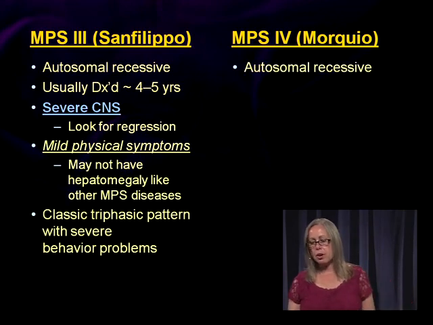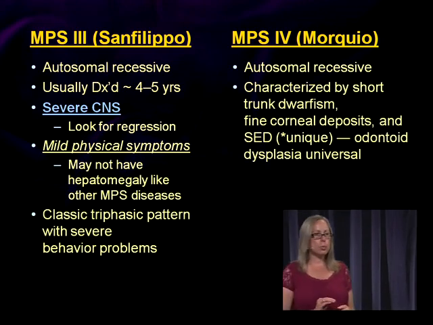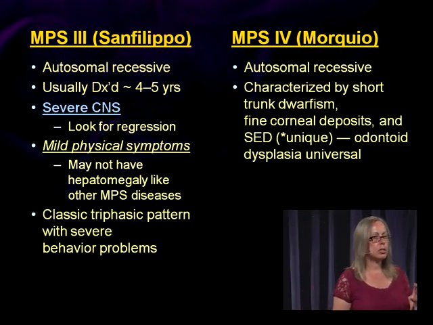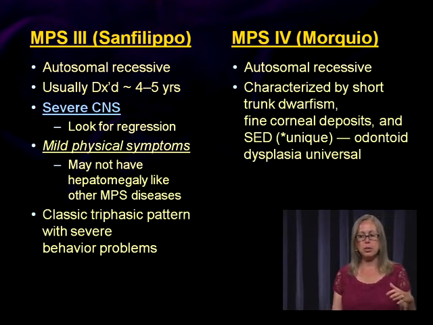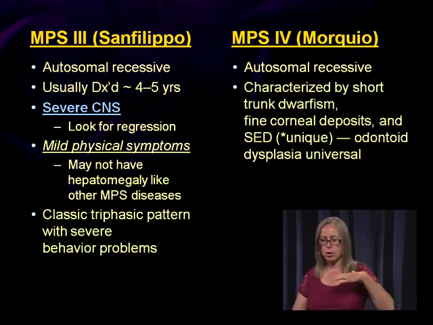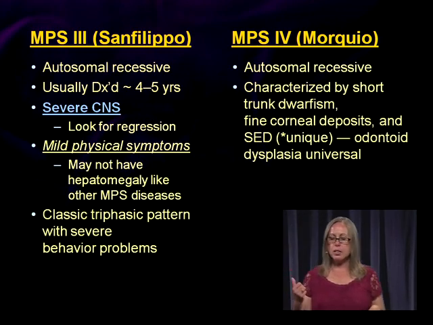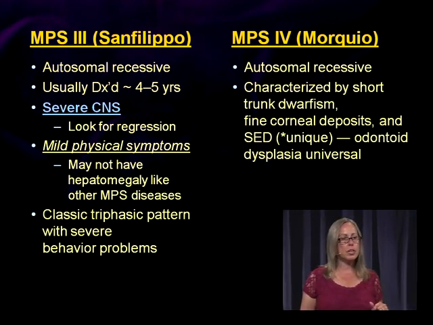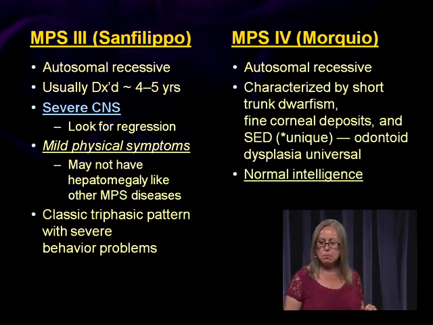Morquio's is also autosomal recessive, but this is characterized by a short trunk dwarfism. So remember, achondroplasia is the most common dwarfing condition and is a short limb dwarfing condition. Morquio's is a short trunk, so the arms and legs are the right length, but the spine didn't grow as much as it should. They can also have fine corneal deposits and spondyloepiphyseal dysplasia, which is unique to Morquio's. And they can also have odontoid dysplasia. They have normal intelligence, so different than Sanfilippo's, Hunter's, Hurler's.